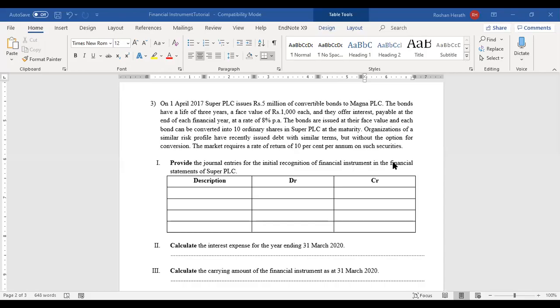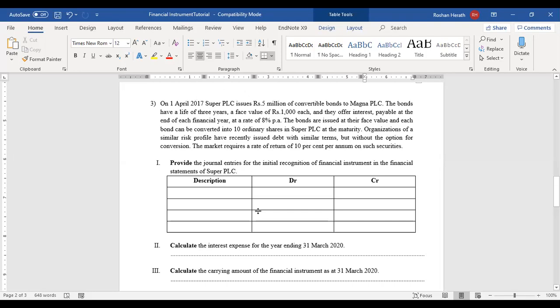Okay, so let's have a look at the final question for the day. It's question number 3. We are going to look at how to account for a convertible bond. In the examination, you're definitely going to have one question on this convertible bond. I can say for sure a similar kind of question is there. So it is pretty important to know how to account for this.